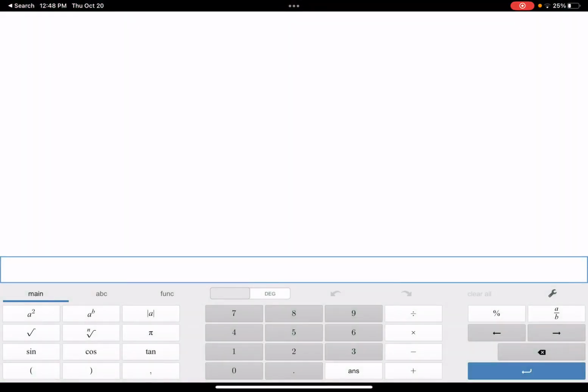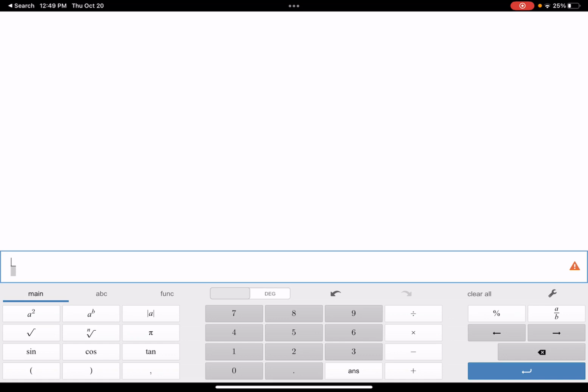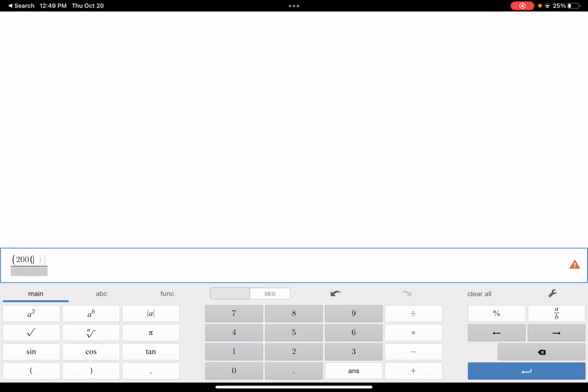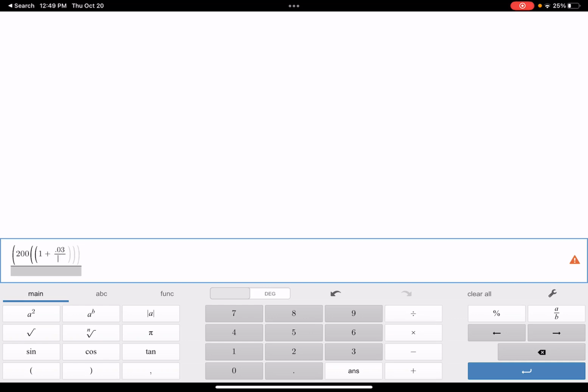So you would do the exact same thing we did, only you don't have to write it in crazy calculator language. You just type it the way we wrote it out the first time. So if you hit the slash button or divide symbol, that will give you your fraction. And then parentheses 200, parentheses 1 plus 0.03 divided by 12, and then you come outside of that parenthesis.